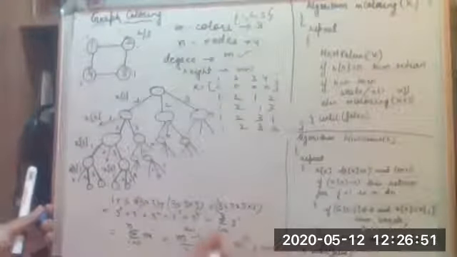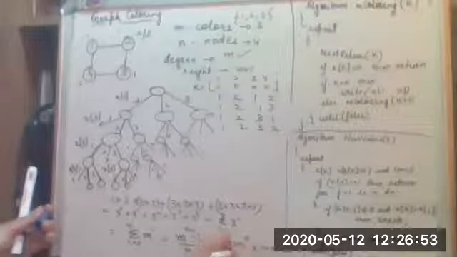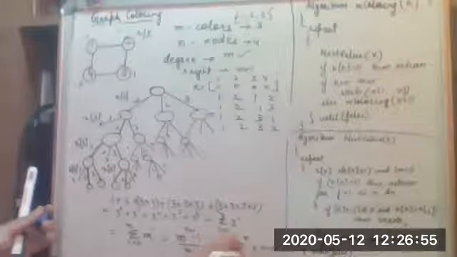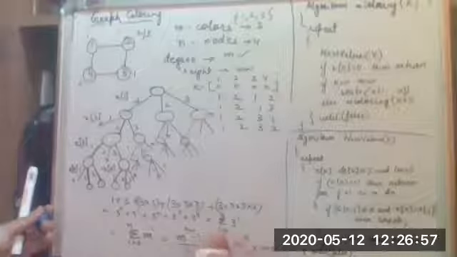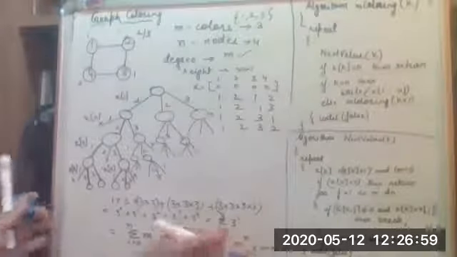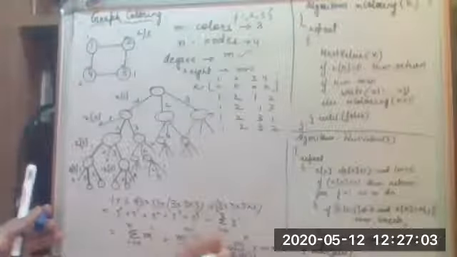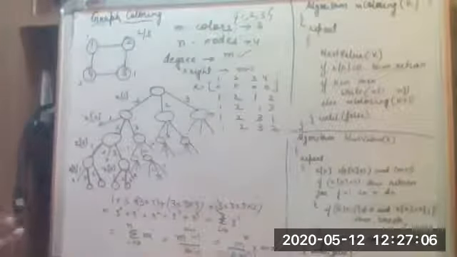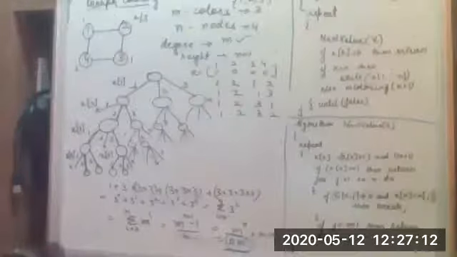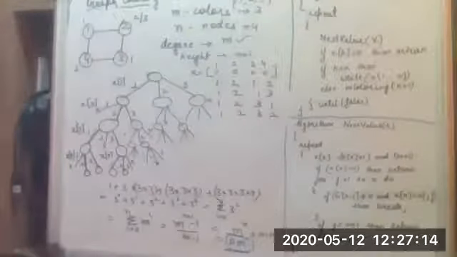So this will be approximately equal to n into m raised to power n. So that is the running time, whereas m raised to power n was your total number of internal nodes that gets created. So now let's quickly see what this algorithm is doing.